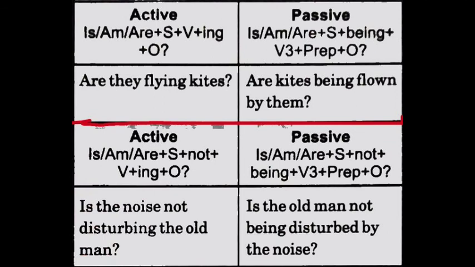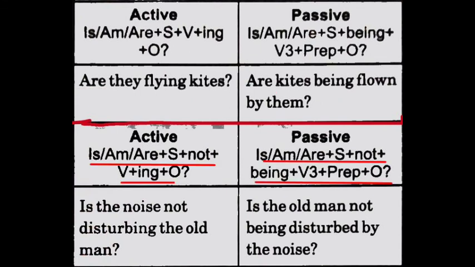Similarly, for interrogative, the simple form of active sentences is is, am, are plus subject plus the ing form of the verb plus object. But when we change into passive, is, am, are will remain same, then subject, then being, B-E-I-N-G, then the third form of the verb, and then preposition and object. For example, are they flying kites? So what will it change into? Are they flying kites will change to are kites being flown by them.